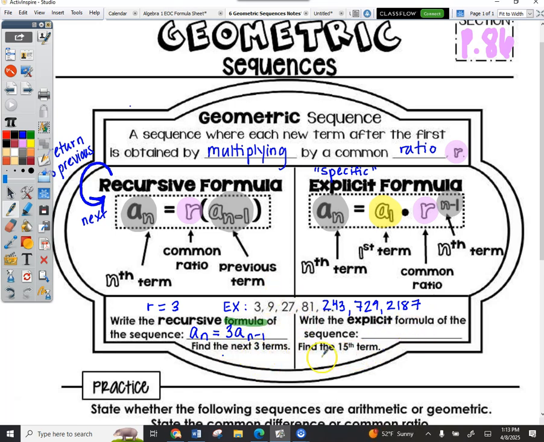Okay. Now let's look at explicit. We're going to look at the exact same sequence of numbers, but now we're doing explicit. Remember, explicit means specific. If you've ever had an adult tell you, I explicitly told you, what they mean is I very clearly and specifically said the following.